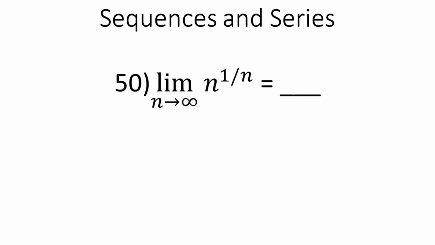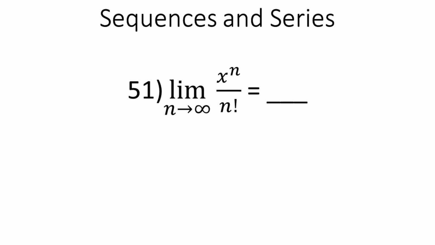Question number 50. Limit n tends to infinity n power 1 by n. So this is a repeated university question. Answer is 1. Question number 51. Limit n tends to infinity x power n by n factorial equal to dash. Answer is 0.